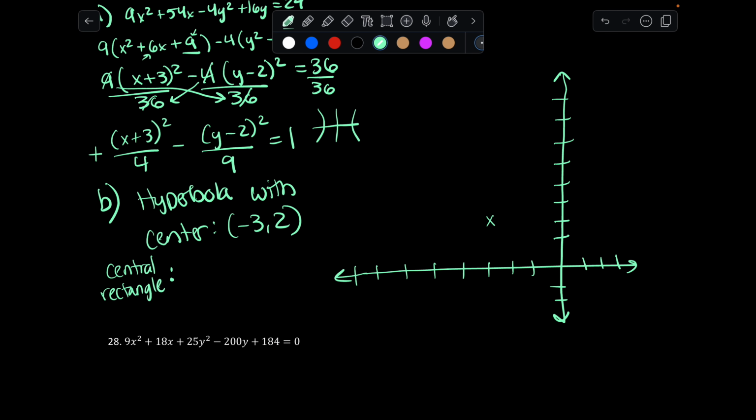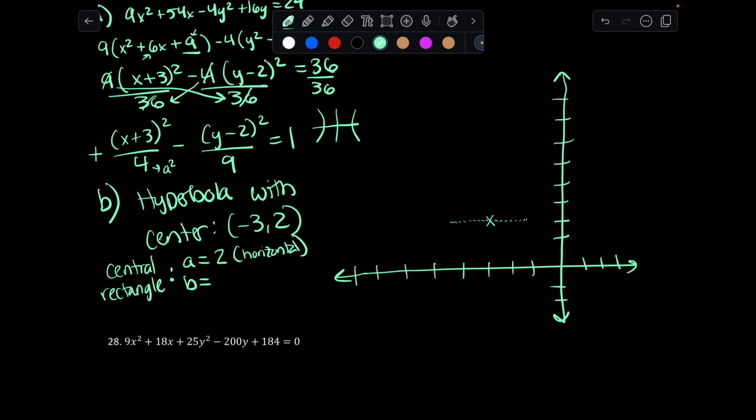For the central rectangle, we need the width, which will be A, and we need the height, which will be B. So my A will always be with my X because that's telling me how far from the center I am traveling left and right, and that's going to be your A value. So this 4 is A squared, so that means my A is equal to the square root of 4, which is 2. So that's the horizontal distance. So I'm going to go ahead and sketch that in. I'm going to travel 2 to the, wait, we went up 2, right? All right, so 2 to the right, and 2 to the left.